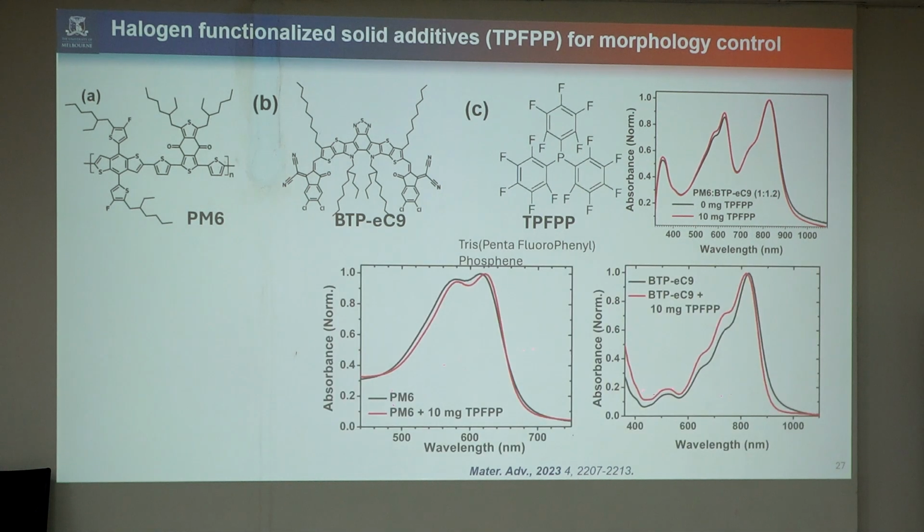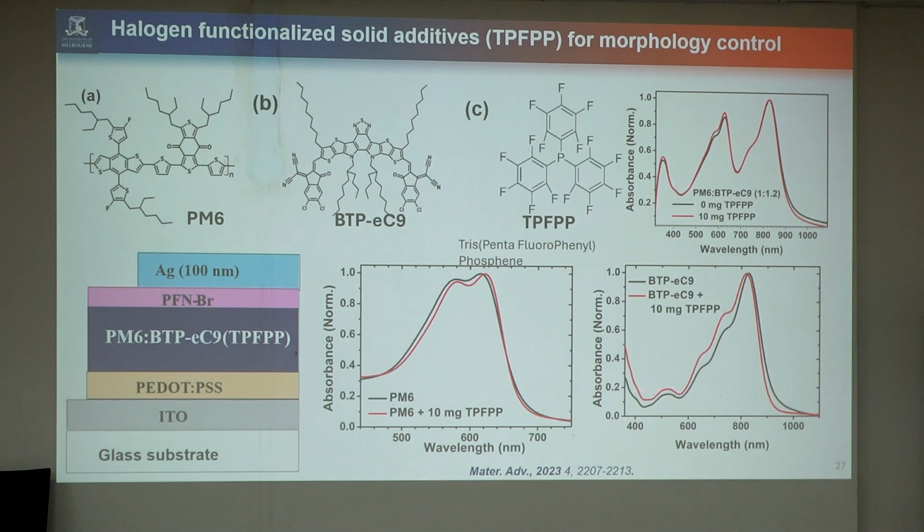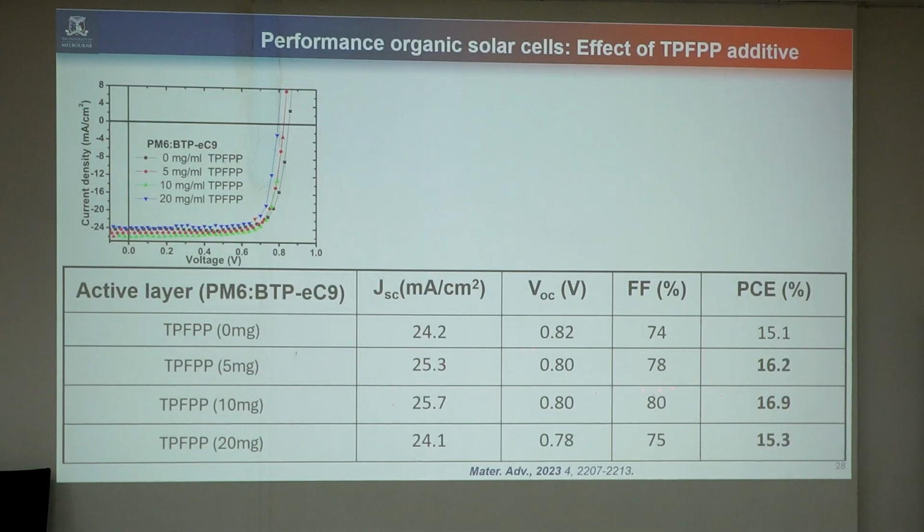So this one we published last year. We used this type of tetraphenyl fluorophosphine material to induce a good morphology. Okay, we have used this type of architecture, and we got an efficiency of close to 7%, 6.9, when the additive used was around 10 milligram.